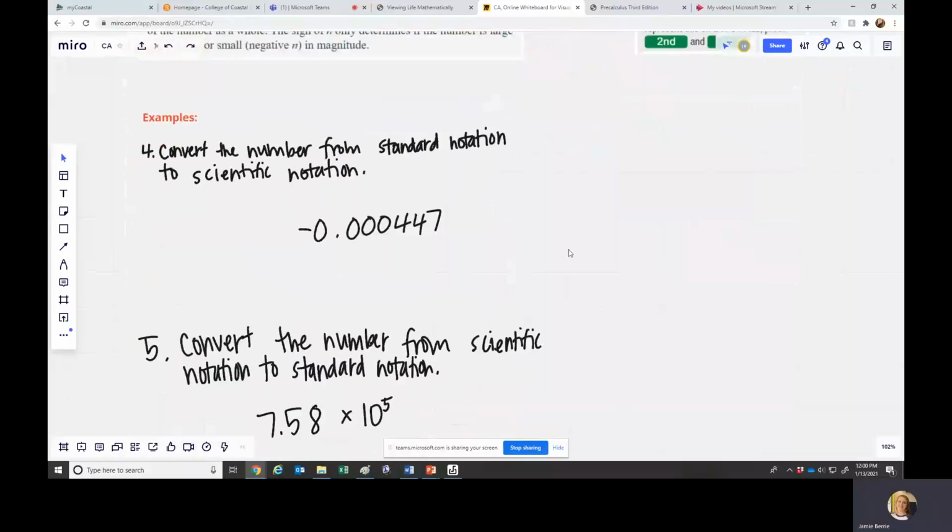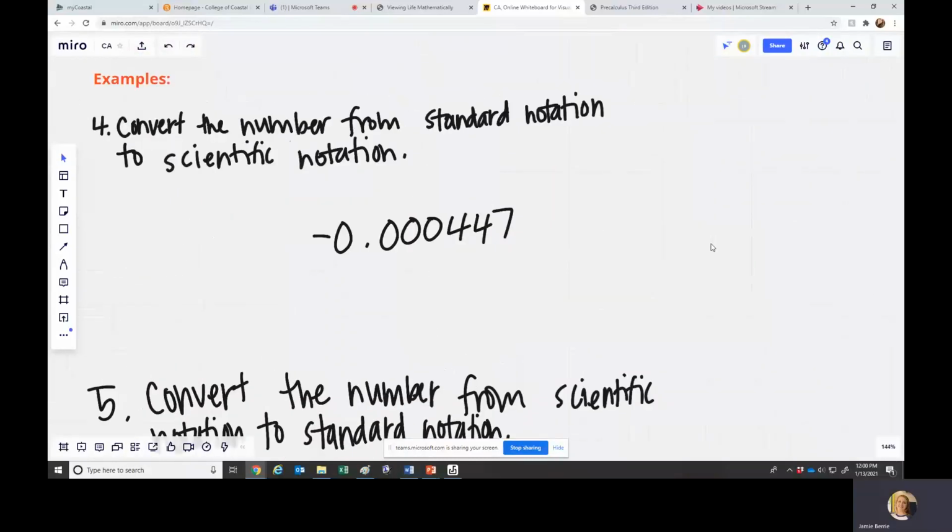All right, so let's look at a couple of examples. It says convert the number from standard notation to scientific notation. We know that scientific notation looks like a times 10 to the n, and a has to be a number whose absolute value is between 1 and 10. Right now, this number is much too small to be between 1 and 10. So we have to figure out how many places we need to move the decimal over to make this number's absolute value something in between 1 and 10.